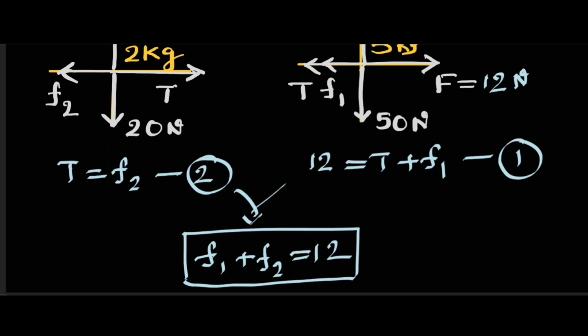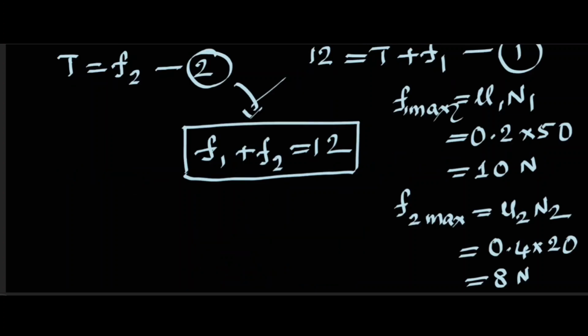If friction at both the places can adjust their respective values such that they sum up to 12, then it is very much possible that the blocks do not move, there is no slipping, and static friction is sufficient to prevent slipping. Let us check if this is possible or not. How do we check? By finding F1 max and F2 max. So let us find F1 max and F2 max.